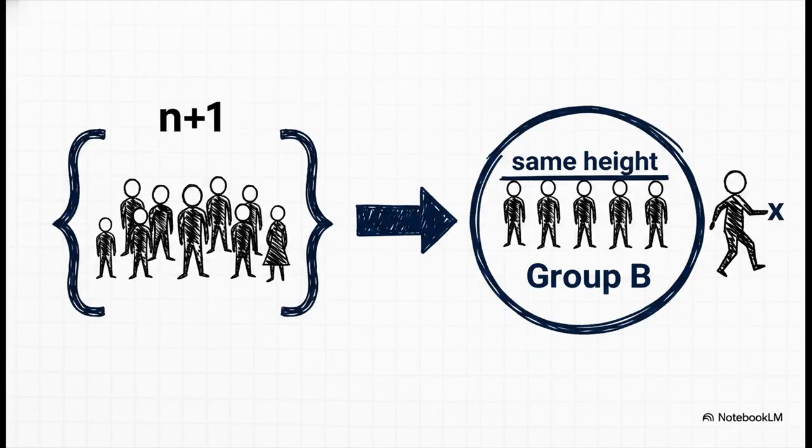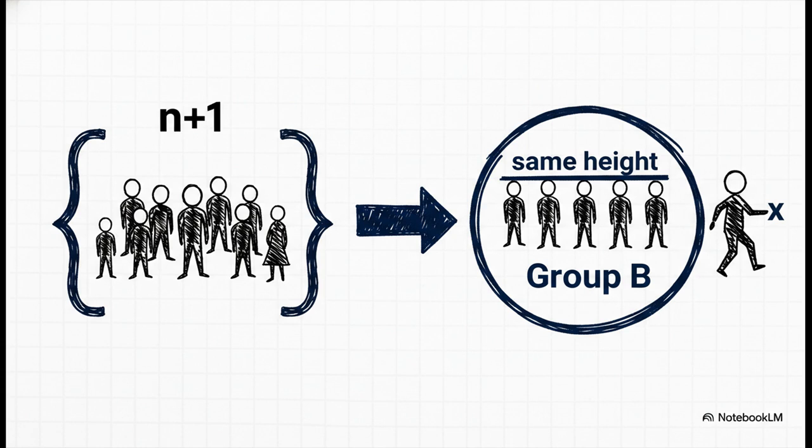Okay, let's start the proof. Picture a group of n plus 1 people. We ask one person, let's call them x, to just step out for a second. Now we have a group of n people left. Now, according to our big assumption, any group of n people has the same height. So everyone in this leftover group, let's call it group B, is the same height.